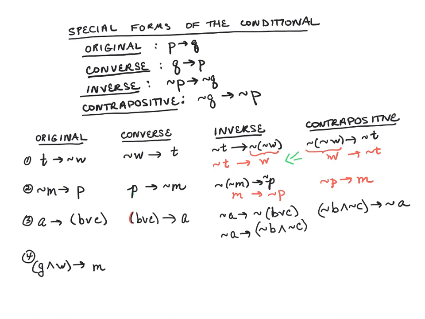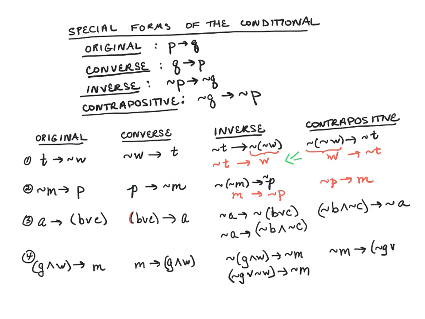Okay, similarly, the converse for number 4 would be if M, then G and W, where the G and W is in parentheses. The inverse would be, if the negation of G and W, then the negation of M, which can be simplified by DeMorgan's laws into the negation of G or the negation of W, in parentheses. If that, then not M. And then finally, the last one would be the converse of this previous answer. So that would be if not M, then not G or not W.